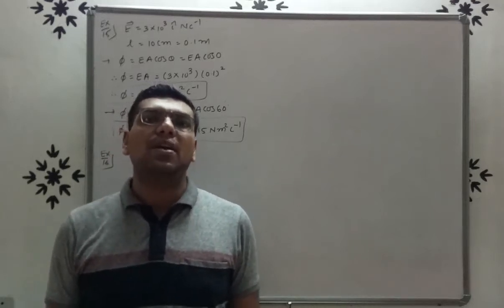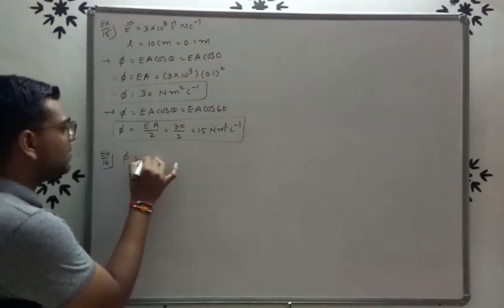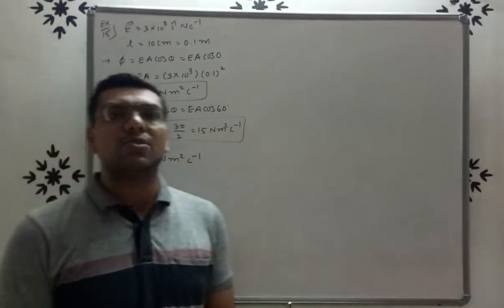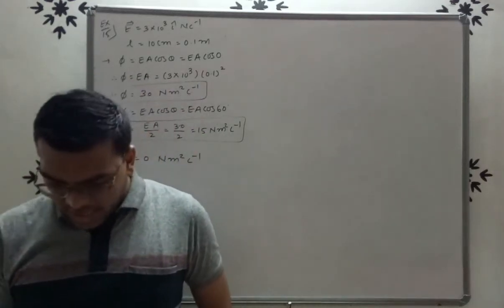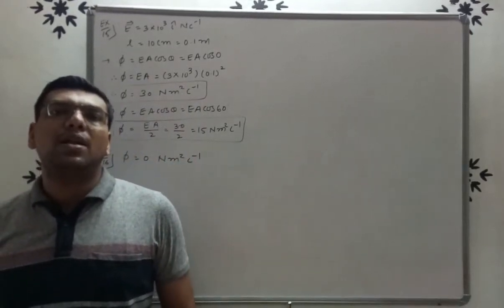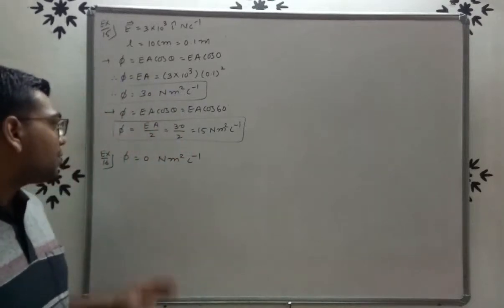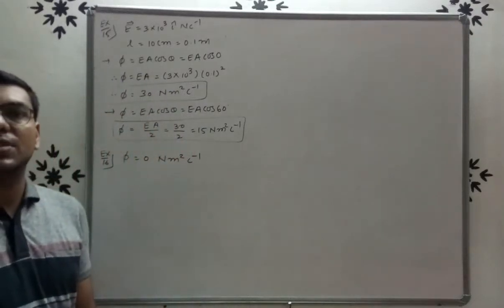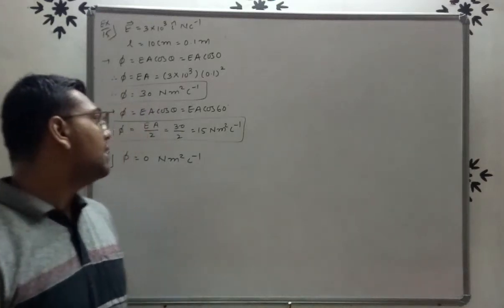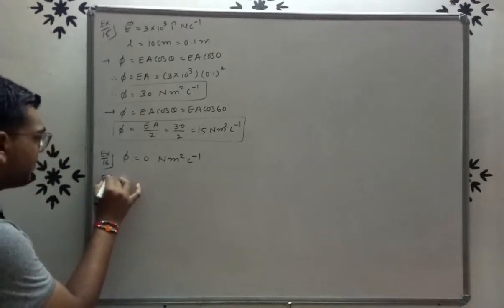So here the number of field lines is the same, and if the number of field lines is the same, then flux phi equals 0 Newton meter square per Coulomb. So here you have to write the reason. Here the number of field lines is the same, so flux phi equals 0 Newton meter square per Coulomb, right? Now next example number 17.